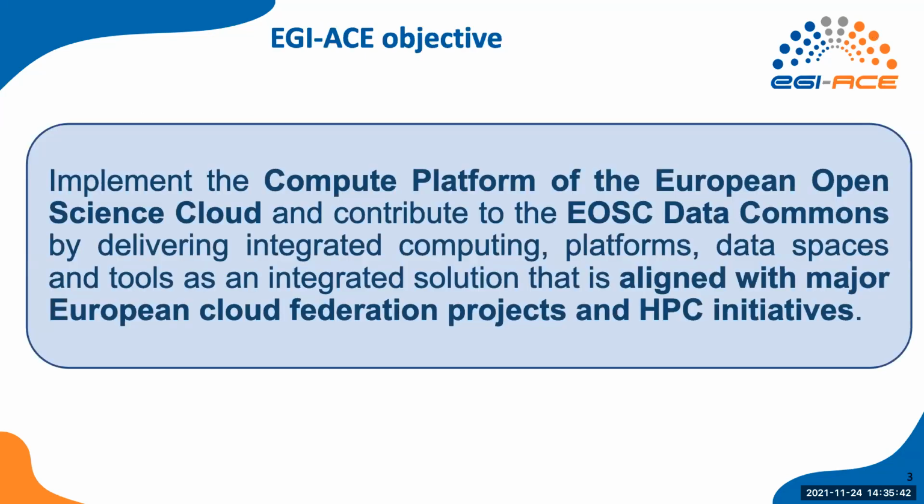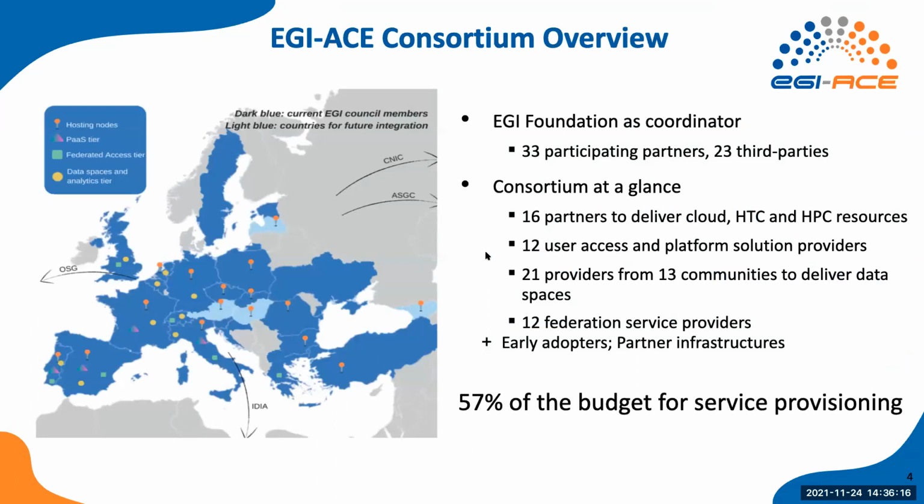Of course, starting from AGIS, the project has as its objective the implementation of the compute platform for the European Open Science Cloud, contributing also to the EOSC Data Commons. This is done by delivering a computing platform, data spaces, and tools, all integrated, with the aim also to be aligned with major European cloud federation projects and HPC initiatives. The project is coordinated by the Java Foundation, with a big consortium, with more than 57% of the budget allocated to service provisioning. We have different partners which provide cloud, HTC, and HPC resources or services for data spaces, as we're discussing today for this topic.